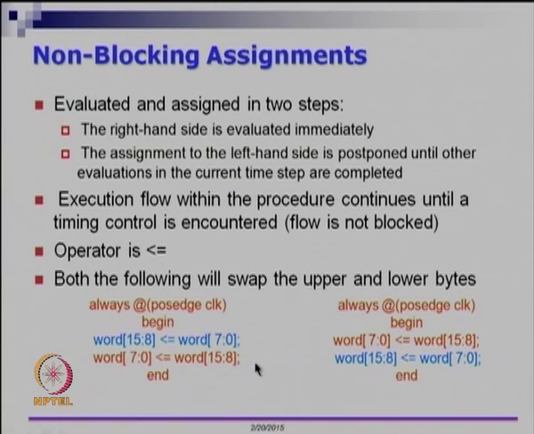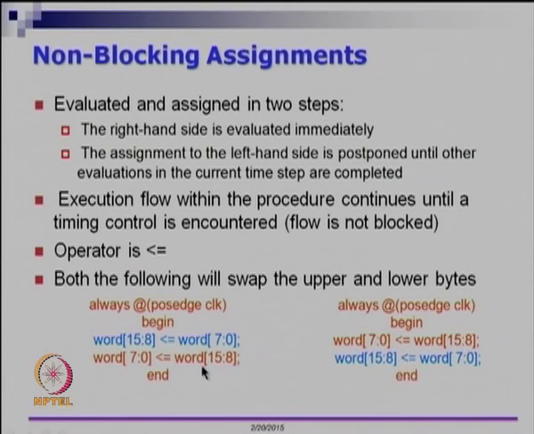So, it is equivalent to evaluating all the right hand side in one place, finish the evaluation and then in one go do the assignments to the left side. The operator that you use is the less than or equal to token, and the execution of the flow will happen until the flow itself is over. I will look at this, I will remember the word 7 colon 0, I will go to the next line. That is the meaning of the non-blocking statement.